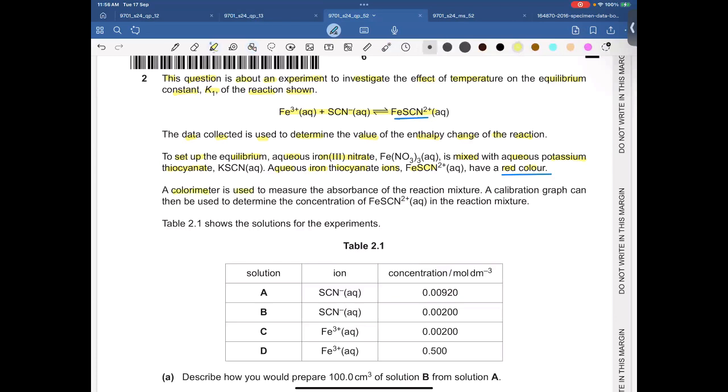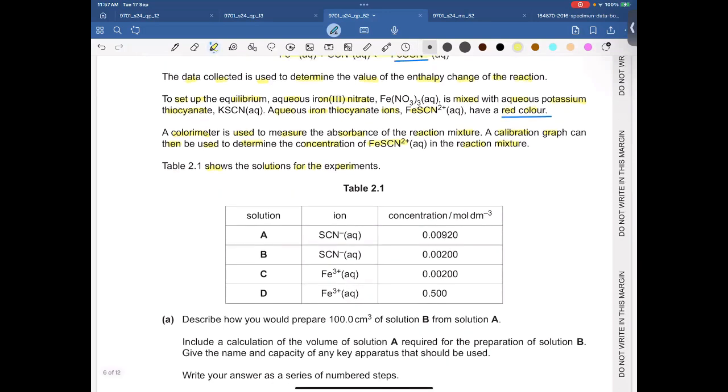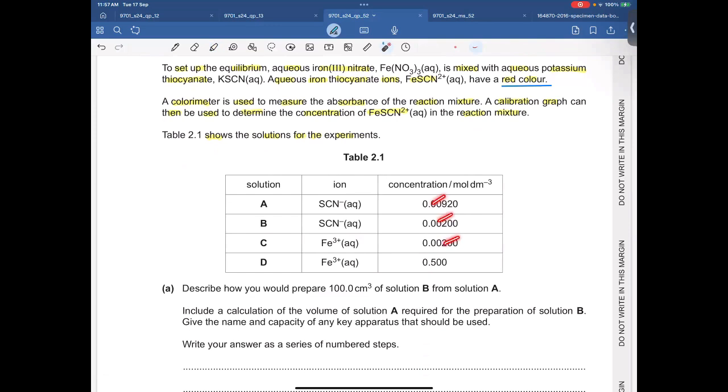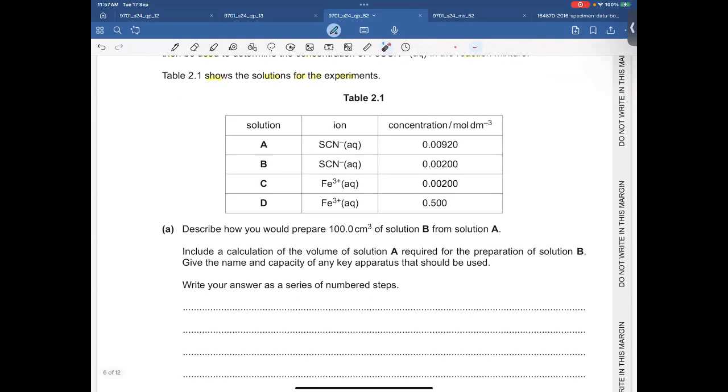A colorimeter is used to measure the absorbance of the reaction mixture. That's very straightforward information. A calibration graph can then be used to determine the concentration of this ion in the reaction mixture. Table 2.1 shows the solutions for the experiment. As you can see, concentration increases. Now, in the first part of the question: describe how you would prepare 100 cm cube of solution B from solution A, which means I need to prepare this solution into B.